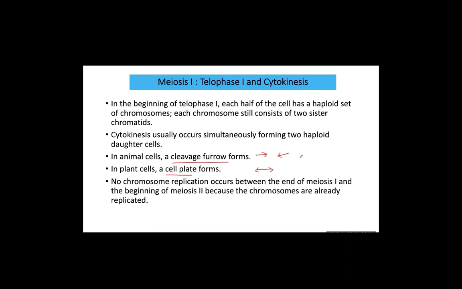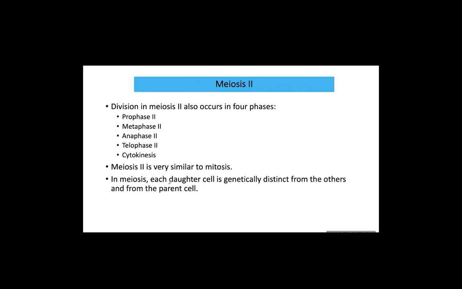No chromosome replication occurs between the end of meiosis 1 and the beginning of meiosis 2, because chromosomes are already duplicated. 2 sister chromatids remain after meiosis 1. This means they are still in the duplicated condition. So let's look at meiosis 2, also composed of prophase 2, metaphase 2, anaphase 2, telophase 2, followed by cytokinesis. Meiosis 2 is pretty much similar to mitosis.